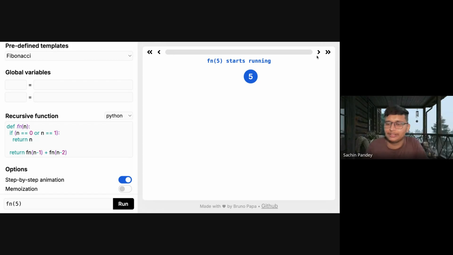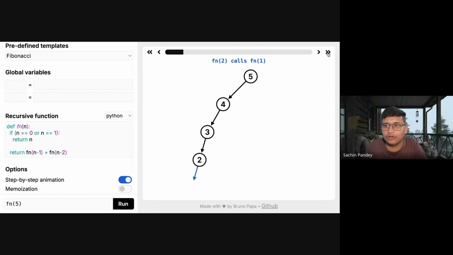Okay, so basically, Fn5 starts running. It calls Fn4, Fibonacci of 5 here. N is equal to 5. Here it is written if n is equal to 0 or 1, so it will not execute that. It will go for Fibonacci of 4. Fibonacci of 4 will then call Fibonacci of 3. Fibonacci of 3 will call Fibonacci of 2. Fibonacci of 2 will call Fibonacci of 1.